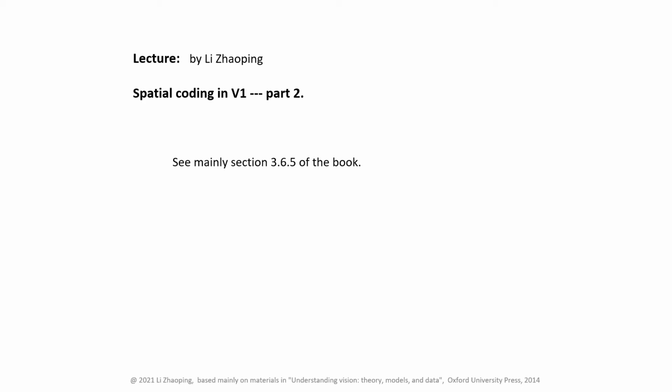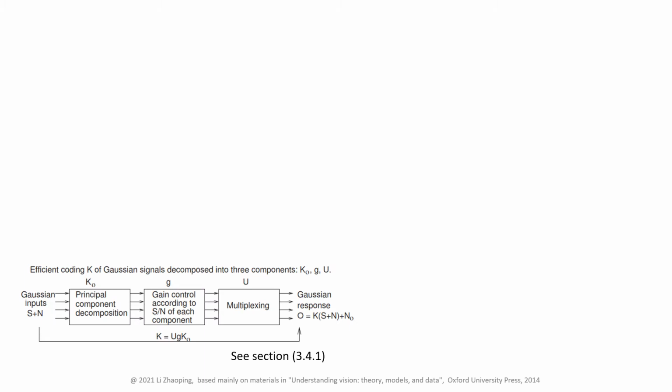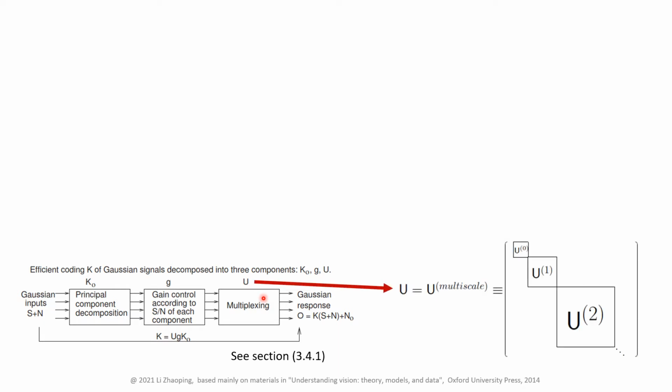Now let's continue with spatial coding in V1. Let's recall that spatial coding in V1 differs from that in the retina, and in particular in the third step of this efficient coding transform, the inverse Fourier transform is now replaced by this block diagonal matrix to achieve translation and scale invariance to some degree.